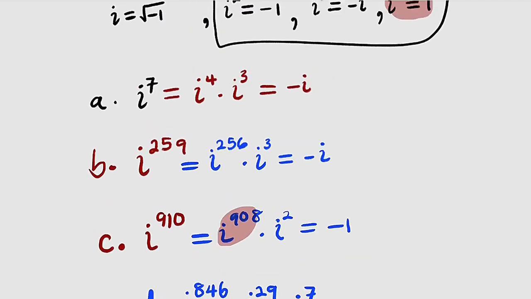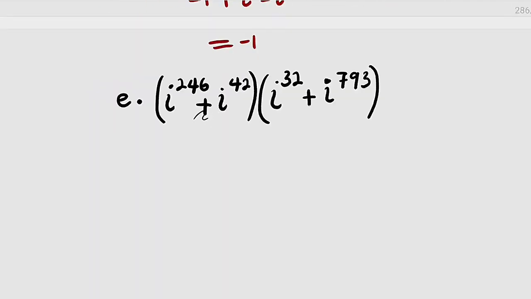Let us take the E part. We have the whole of this multiplied by this. Let us simplify them separately. i to the 246 can be expressed as i to the 244 multiplied by i to the second power. So we have i to the 244, which is a multiple of 4, multiplied by i to the second power, then plus i to the 42. i to the 42 can be expressed as i to the 40 multiplied by i to the second.